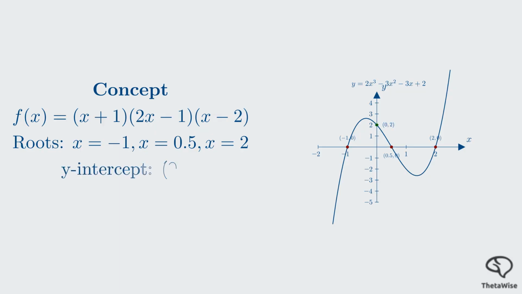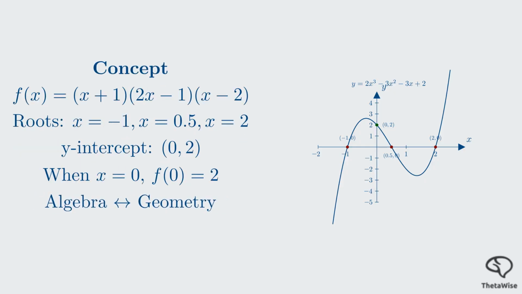Notice that the constant term in the original polynomial, which was positive 2, corresponds to the y-intercept. This is because when x is 0, all terms involving x disappear, leaving only the constant. Being able to move between the algebraic factors and the graphical intercepts is a high-level skill frequently tested in IGCSE exams.